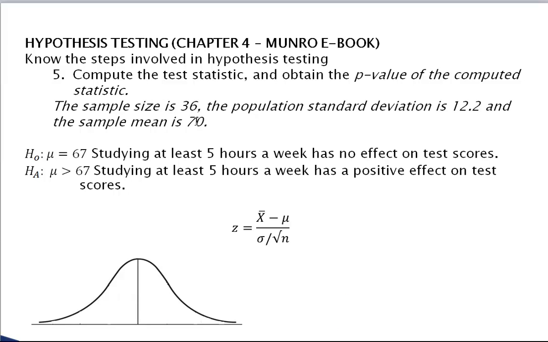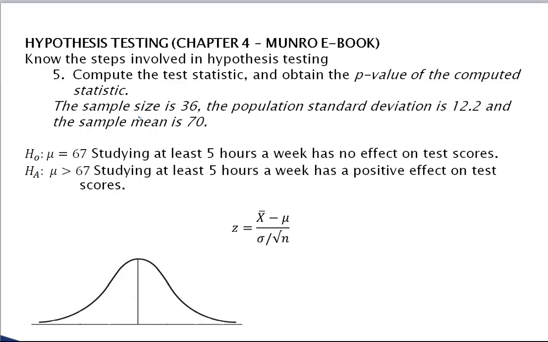And now for step number 5, we would compute the test statistic and obtain the p-value, and that's the probability value of the computed statistic. So the probability of the statistic occurring by chance, I should say. So we'll look at that.